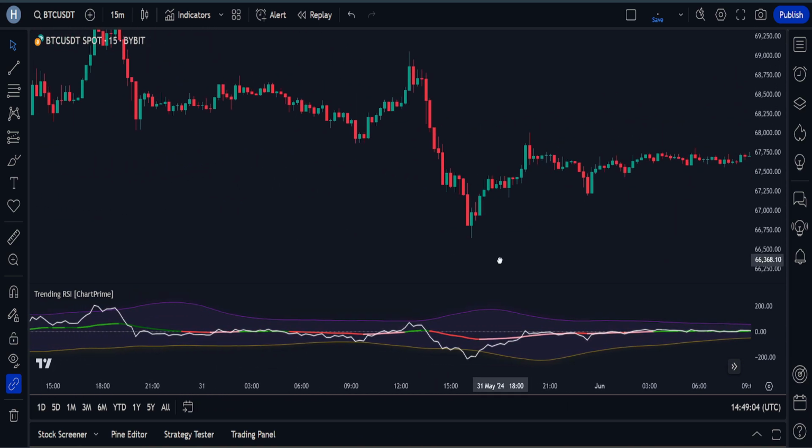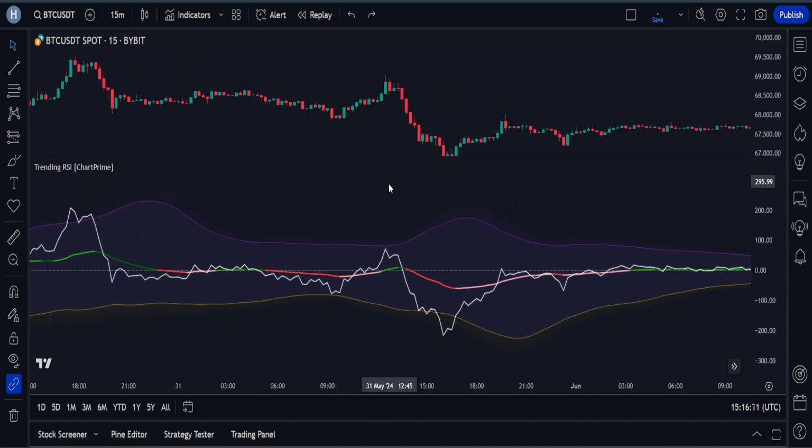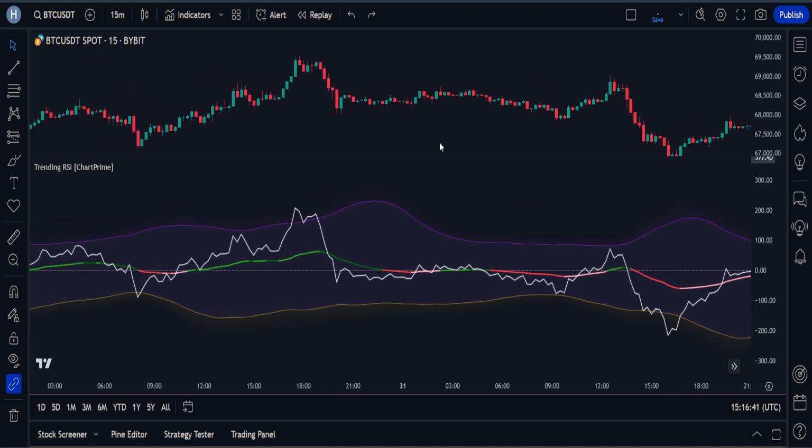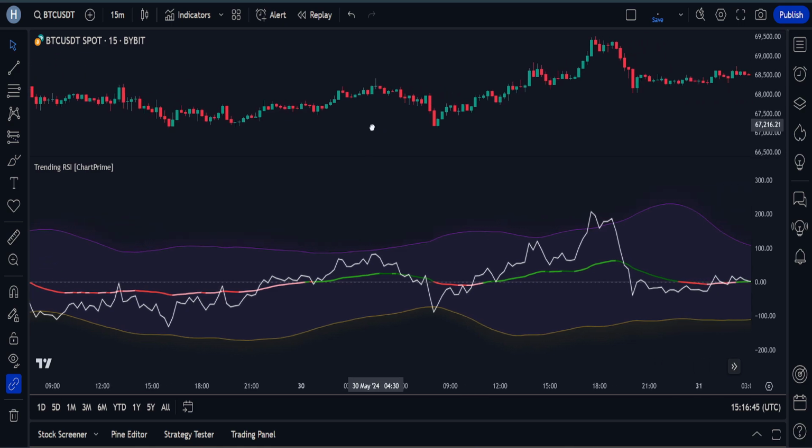The Trending RSI is an enhanced version of the traditional RSI. Unlike the traditional RSI, which ranges between 0 and 100 and often fails to explain why prices continue to rise or fall during overextended periods, this RSI integrates trend information. This transforms it from a normalized oscillator into a centered oscillator with bands. Now let's go over the components of this indicator.